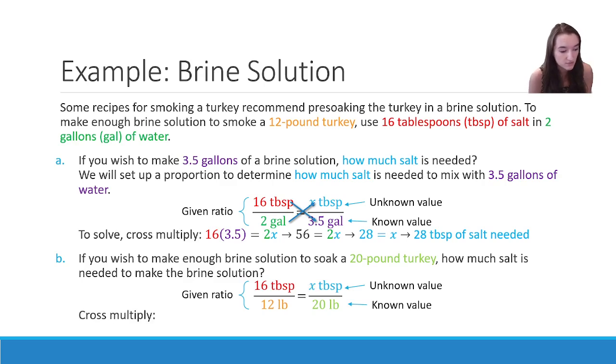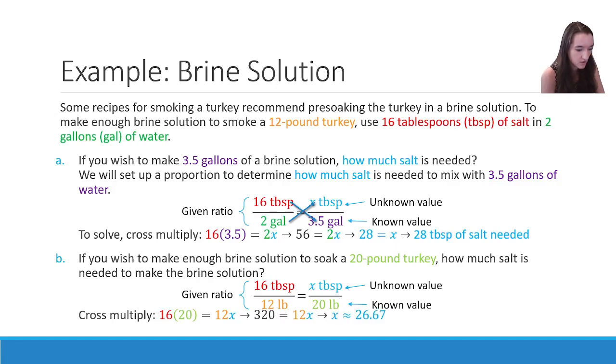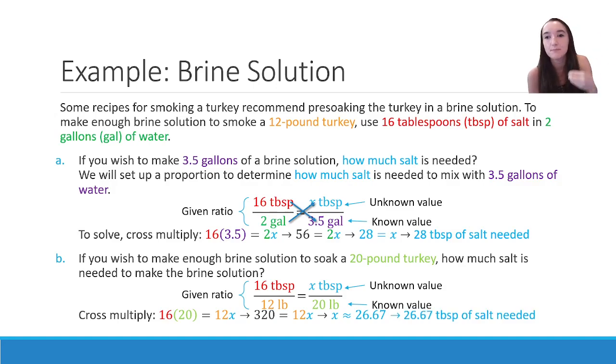Now I cross multiply again using an x in place of that question mark. 16 times 20 equals 12 times x, right? Again, same thing. Then I have to divide out that 12 to solve. So divide by 12 on both sides to get 320 over 12 is approximately 26.67. But again, we want to give our answer with proper units. So it's 26.67 tablespoons of salt.